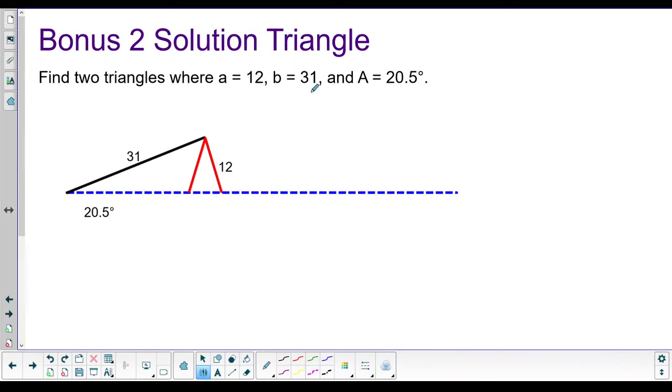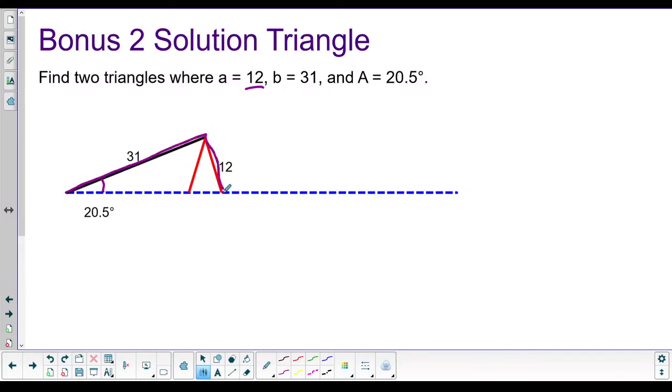Find it where a equals 12, b equals 31, and angle A is 20.5. So I measured this. This is 20.5. I measured this. This is 31. And then I measured these 2 red lines. These are 12. If one of these red lines is too short, it will never make it from the tip of this line to anywhere on this blue line. There is kind of a happy middle ground where, given this length, there's 2 ways I could put that on the existing angle so that it will work. So there are 2 possible triangles.